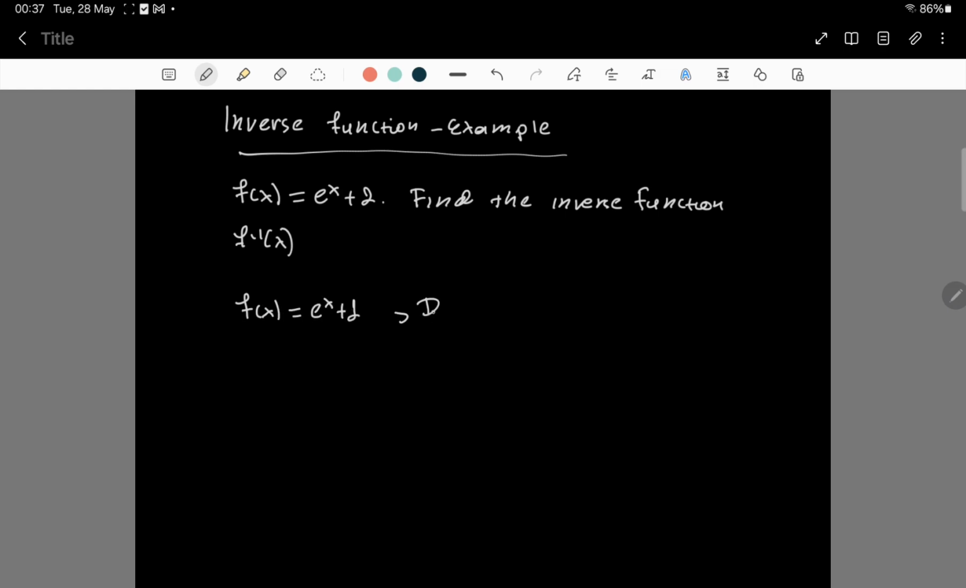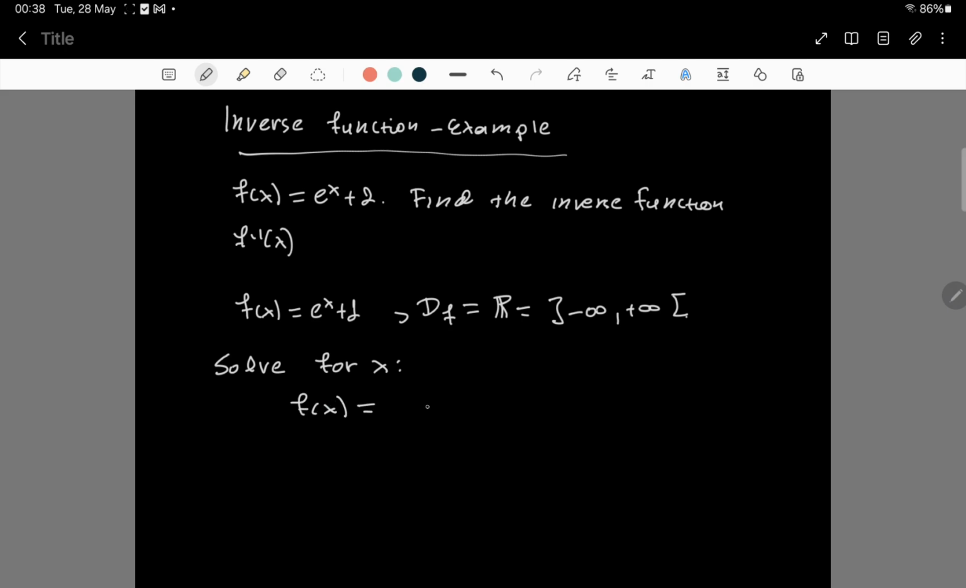The domain of this function is the set of whole real numbers. All the values on the real line can be obtained. So first I need to find what is the domain of my function. Then I solve for x.